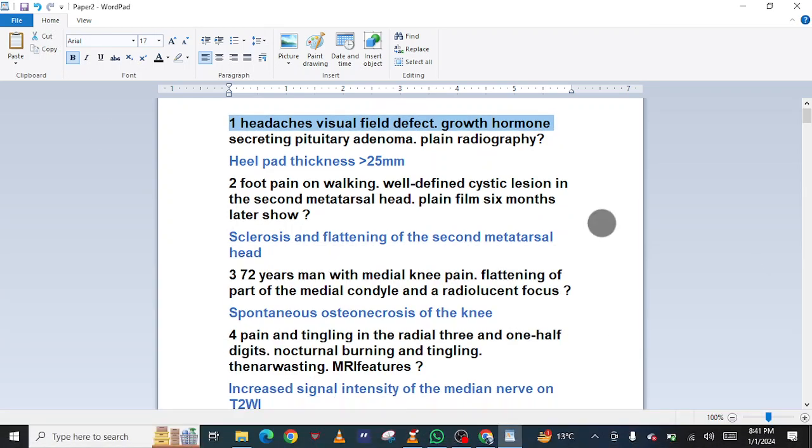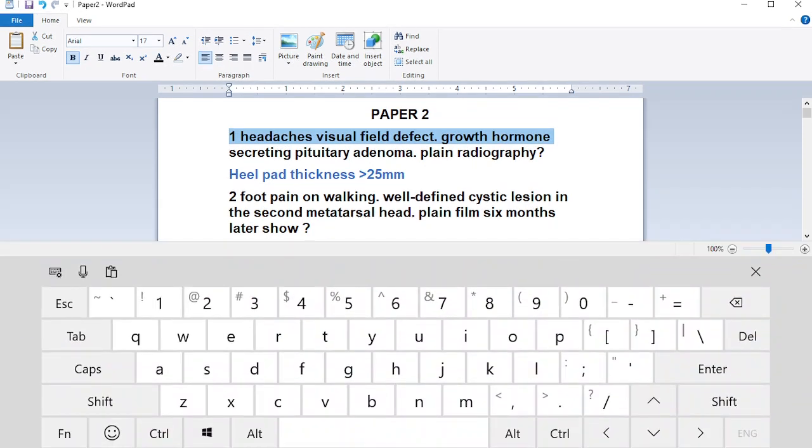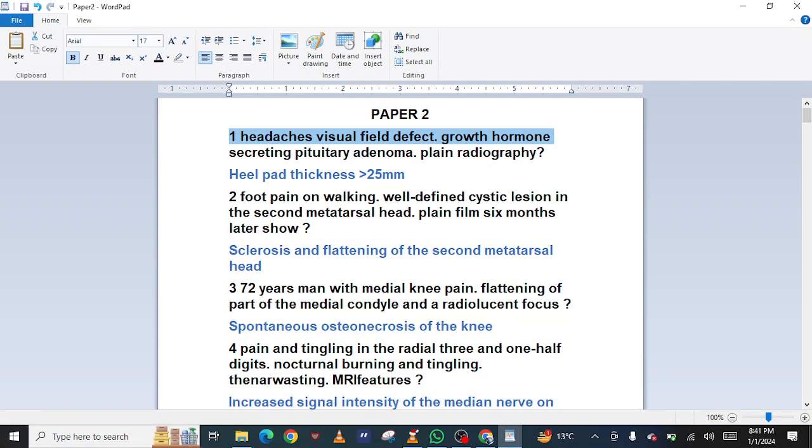A similar condition, and asks whether it puts him at an increased risk of malignancy. What is the increased risk? No increased risk. 1. Headaches, visual field defect. Growth hormone secreting pituitary adenoma. Plain radiography: heel pad thickness 25 mm.